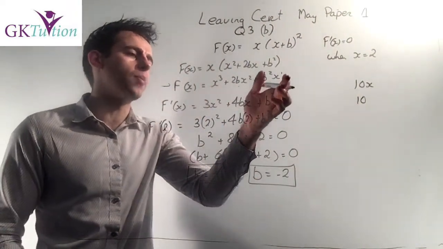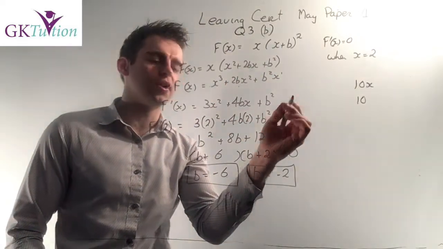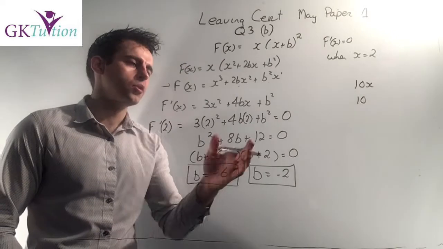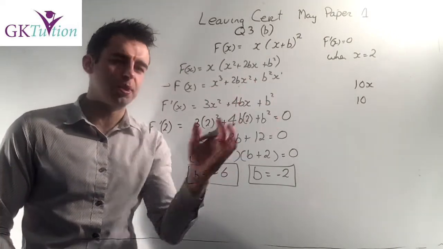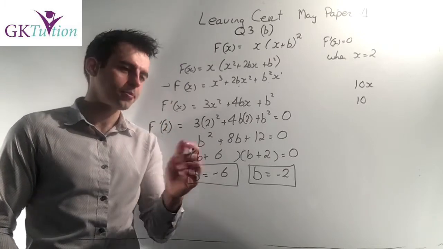Because all you're doing is bringing the power of x in front, 1 times b squared, and then the power of x decreases by 1 and becomes a 0. So the derivative of b squared x is just b squared, because you're differentiating the x, not the b.